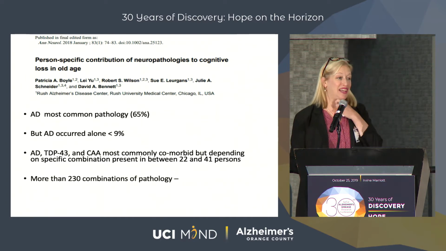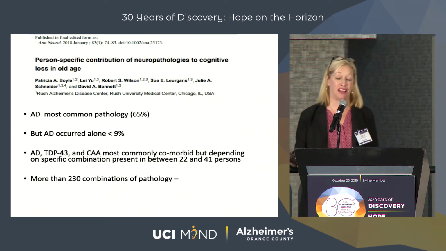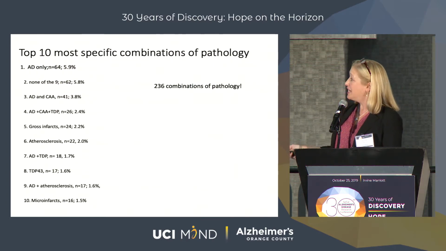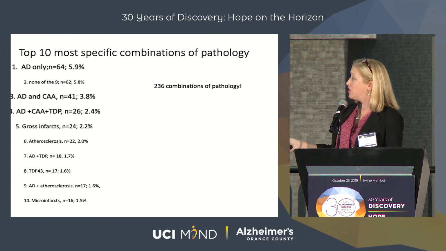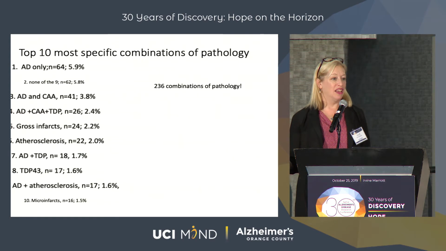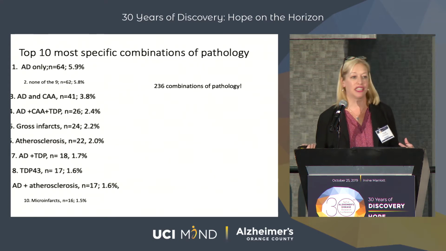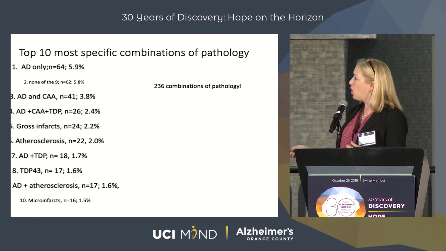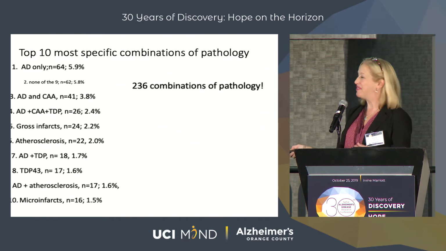And actually we found out of 9 pathologies, over 230 combinations of pathologies. In most combinations, again, less than 50 people. So AD alone was actually the most common in this particular study at 6%. But you can see here AD and cerebral amyloid angiopathy, then with TDP, just having infarcts in your brain, having atherosclerosis in your brain. So there's a lot of inter-individual variability across all the people that we're putting into these trials. Some may have a lot of these things, some may have very little, but it's going to alter the chance that an anti-amyloid agent's going to work. You have less power then, right? Overall, 236 combinations of pathology.